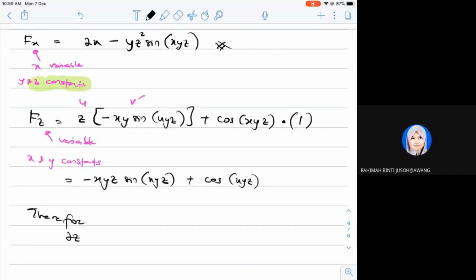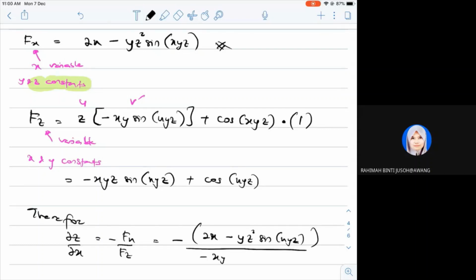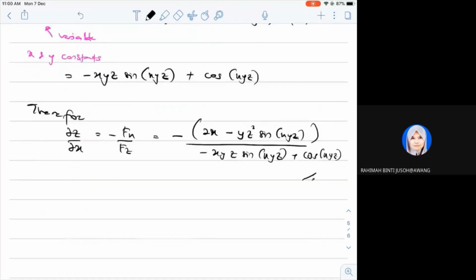Therefore, we have del Z over del X equals to negative Fx over Fz. Don't forget the negative. Because in the final exam, if you forget this negative, the answer is wrong. Okay? So don't forget this negative. We have negative Fx is 2x minus yz squared sine xyz over Fz is negative xyz sine xyz plus cos xyz. Okay, so you can just leave your answer like this, or you can multiply with negative. Okay, right, so that's the answer.